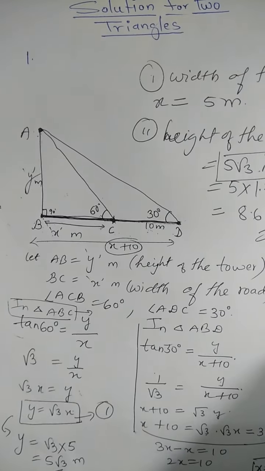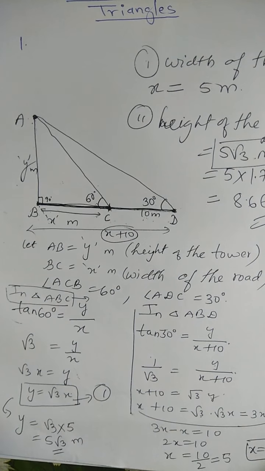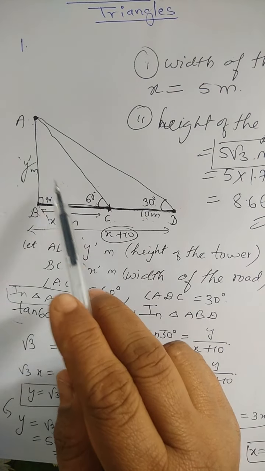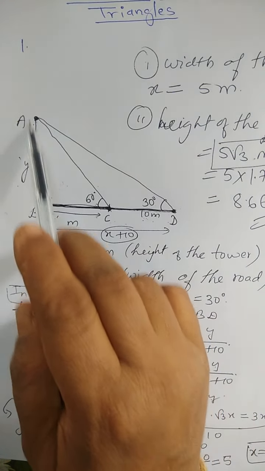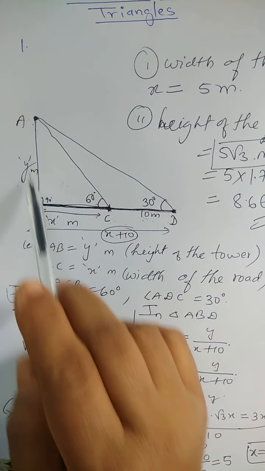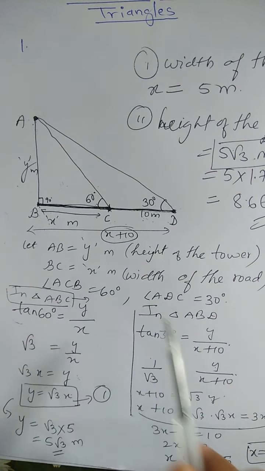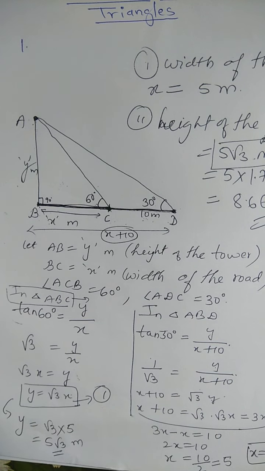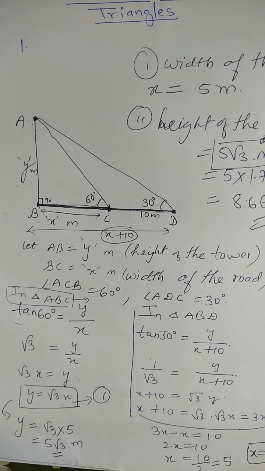In this way, you have to solve the problem by using two triangles. First, we have used triangle ABC. Then we have used triangle ABD. Both are right angle triangles. Then we have done substitution. In this way, we have solved the problem.